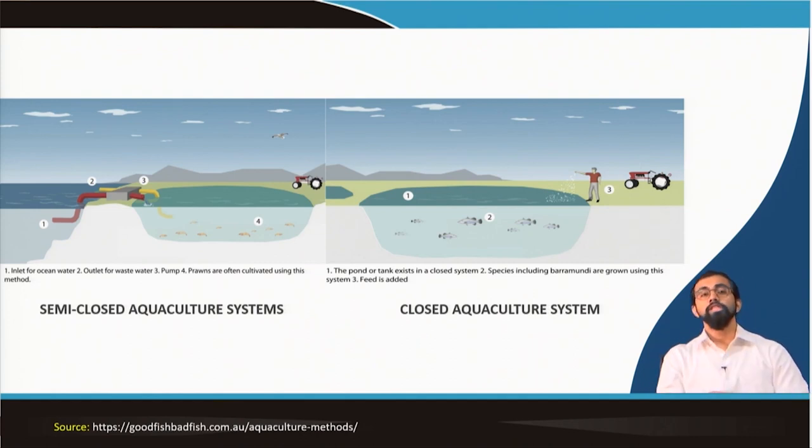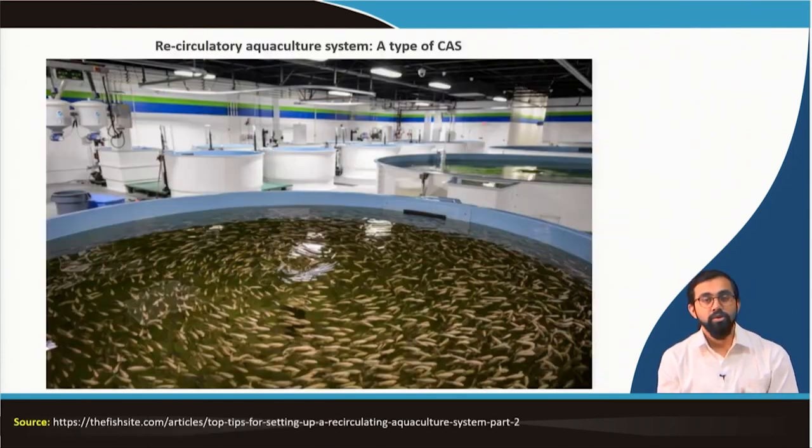This kind of aquatic species can only be sustained when the culture medium has this much salinity. So, in order to grow them, in order to culture this kind of species, we normally go for semi-closed aquaculture systems. And the closed aquaculture system, as you all know, is simply a closed place where we supply additional feed and try to grow the aquatic species.